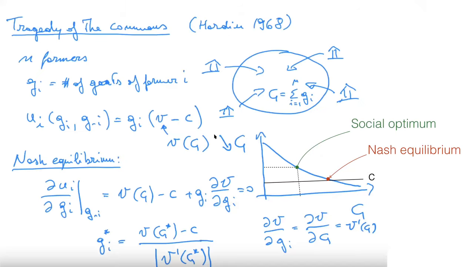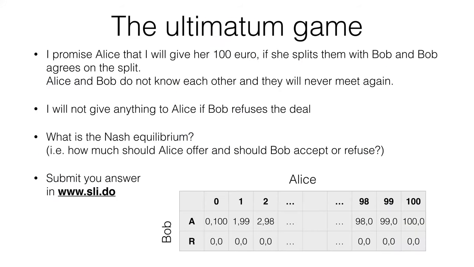Excuse me. Yeah, please. In this game, does Bob know about the deal? He knows about the amount of money? Yes, and that is common knowledge.